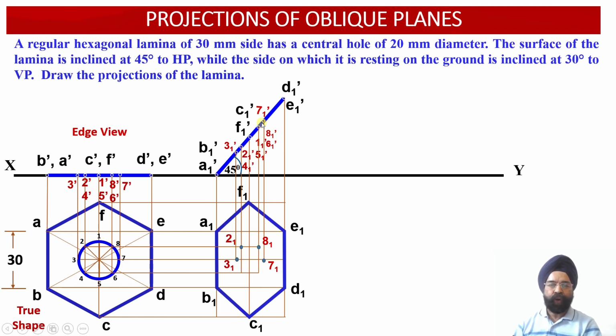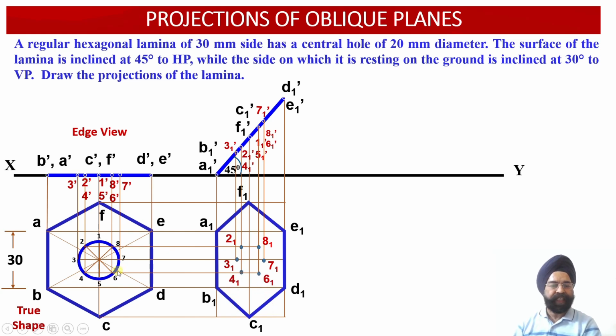Similarly, I have drawn a vertical projector through the point 8-1 dash over here. This projector line is going to intersect with the horizontal projector drawn through the point 8. So I obtain the point 8-1 over here.